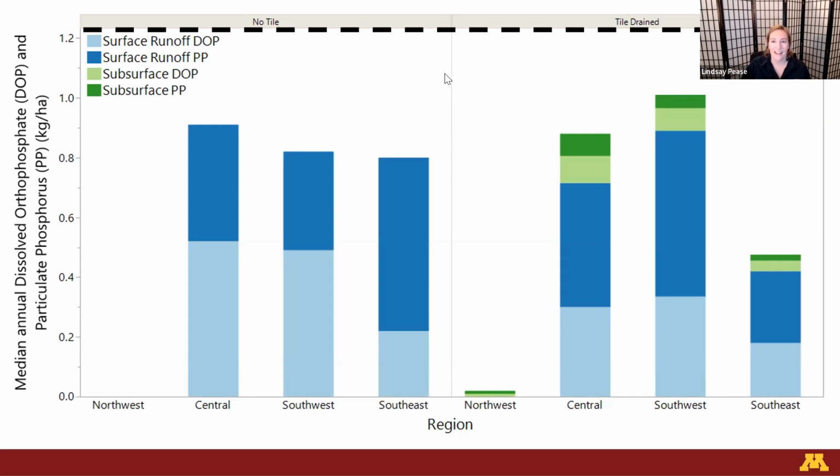And again, that line at the top shows where the goal phosphorus levels are, and what we're seeing, especially in Northwest Minnesota, is way below any sort of environmental impact levels from the tile drainage system. So that's really good. I think it's a really positive thing that we're seeing out of our data.